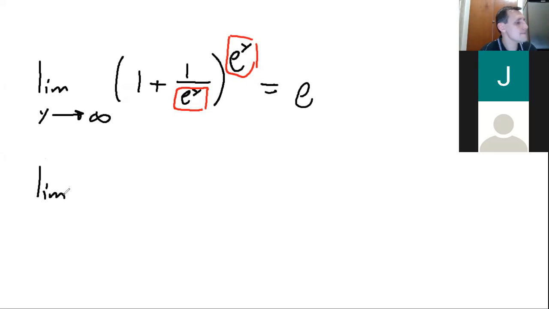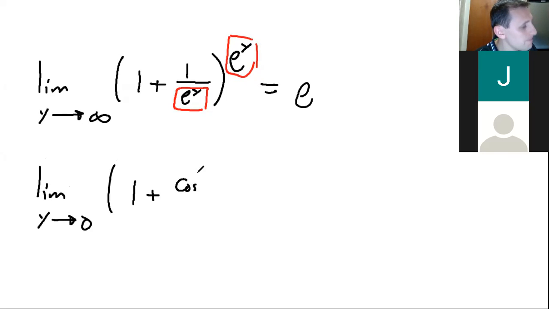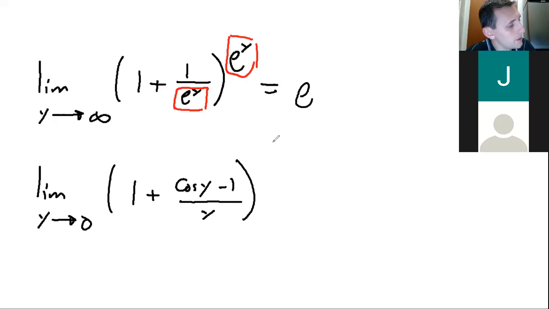Limit as y goes to 0 of 1 plus cosine of y minus 1 divided by y, raised to the power of y divided by cosine y minus 1. What is that?